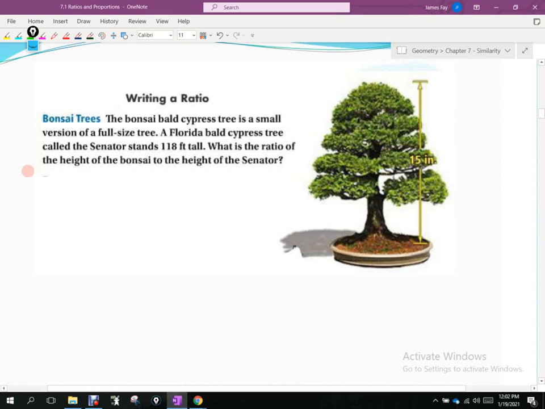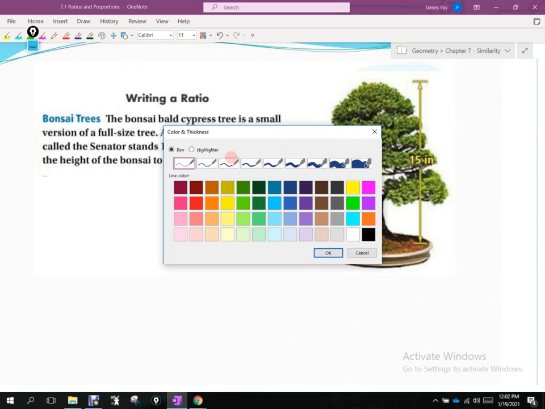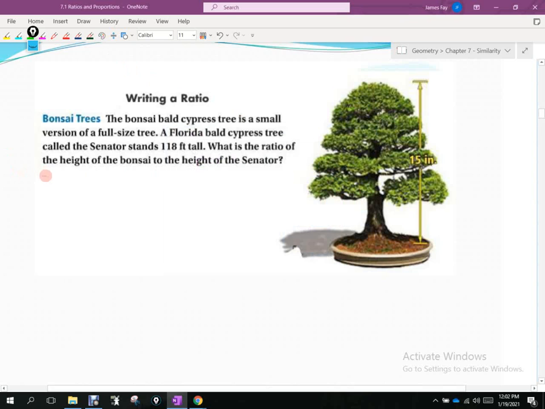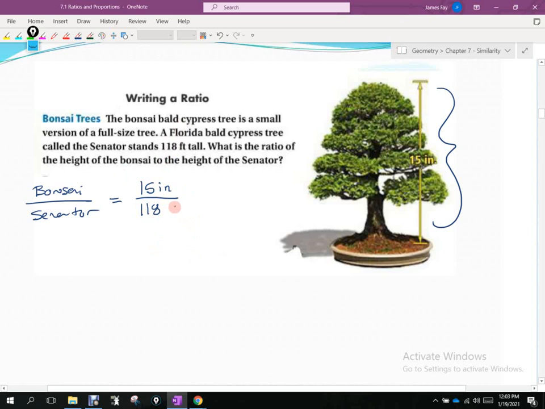So we're going bonsai. What I like to do a lot of times when they ask me questions like this is first write down in words or some type of notation the order that I'm comparing. So I'm comparing the bonsai to the senator. That's what the overall question here is. Now the bonsai tree we see here is 15 inches. The senator is 118 feet.